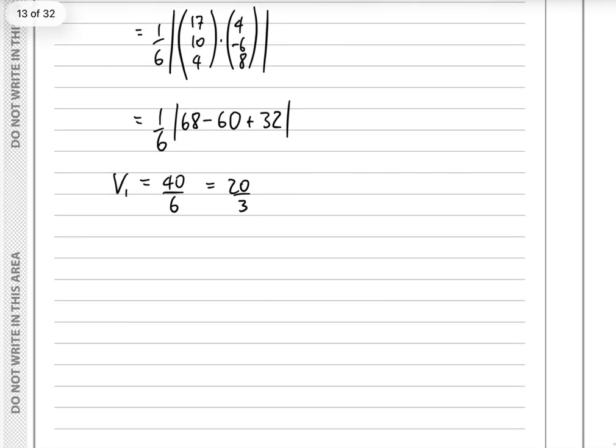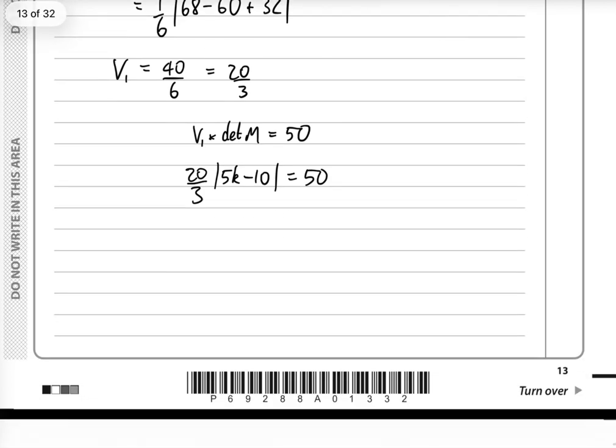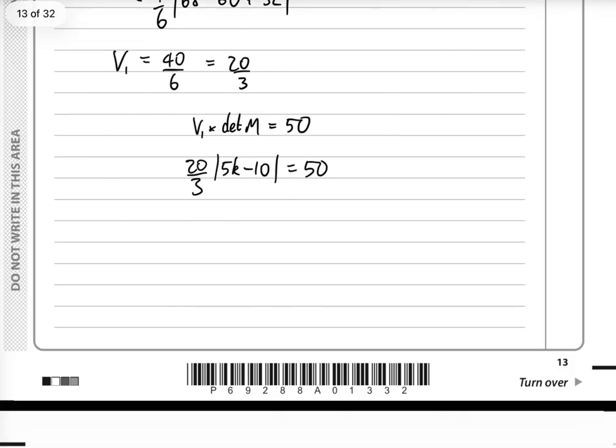And then we had volume 1 times the determinant of M is equal to 50. So 20 over 3 times by 5k minus 10 is equal to 50. But there's no guarantee it is 5k minus 10 that will give us the positive. It might be that that gives us a negative that we would have to turn positive for this process. So our 2 possibilities are 5k minus 10 or minus 5k minus 10, i.e. 10 minus 5k.